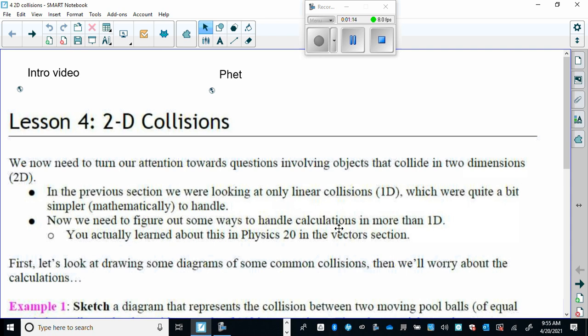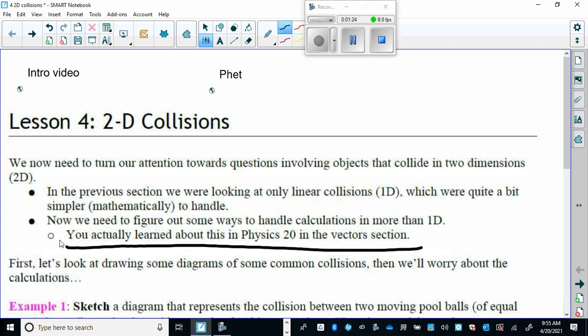Why is it complicated? Well, actually, it's not complicated. It's entirely a review of vectors in Physics 20. So if you did well in vectors in Physics 20, this is going to be straightforward for you. If you didn't do well in Physics 20 vectors, then you probably need to review because this will drive you bonkers if you're not comfortable with vectors.